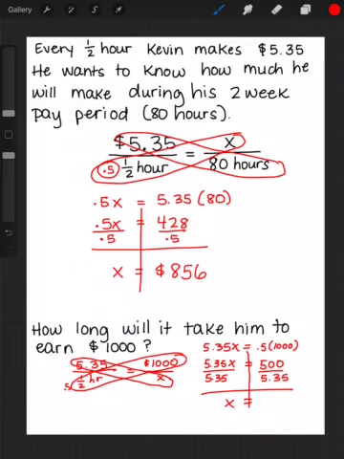500 divided by 5.35 is going to give us 93.5 approximately. Okay, so it's going to take 93.5 hours to make $1,000. So a little more than those 2 weeks.